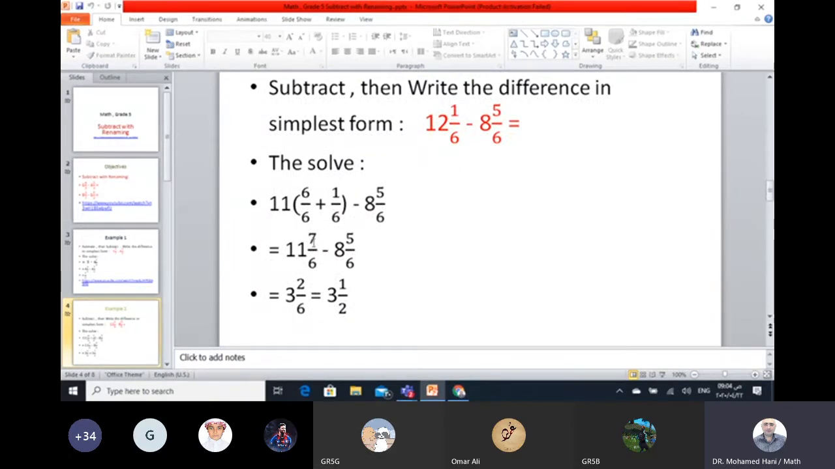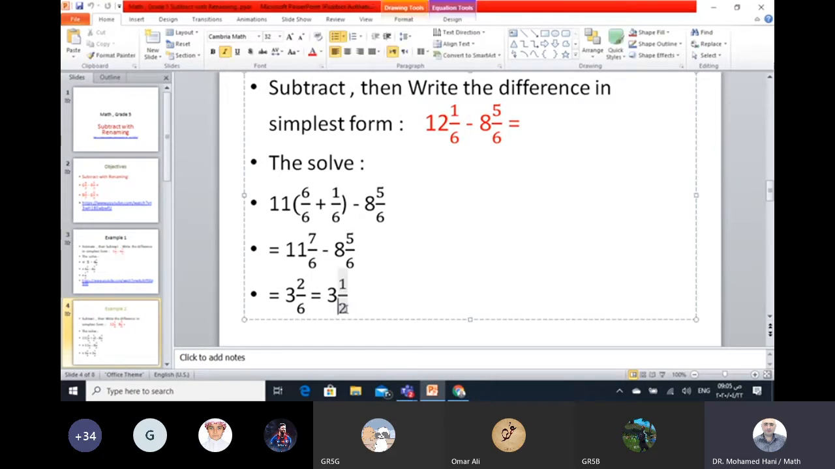As you see, 7 minus 5 will be 2, with the same denominator 6. And 11 minus 8 will be 3. Here we can do the simplest form. The GCF of 2 and 6 is 2. 2 divided by 2 is 1, and 6 divided by 2 is 3. So the last answer now is 3 and 1 over 3.